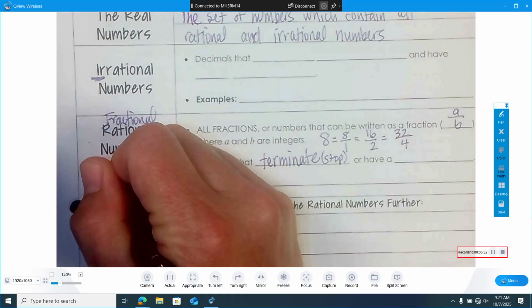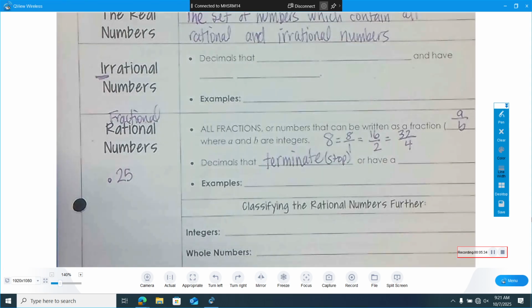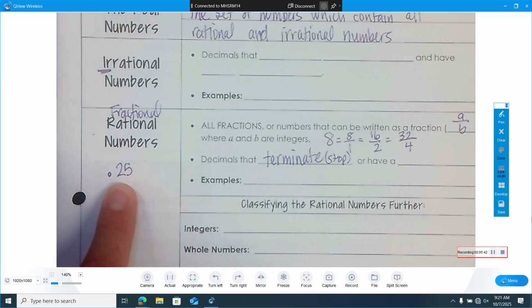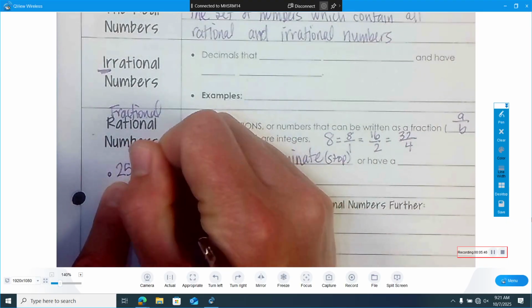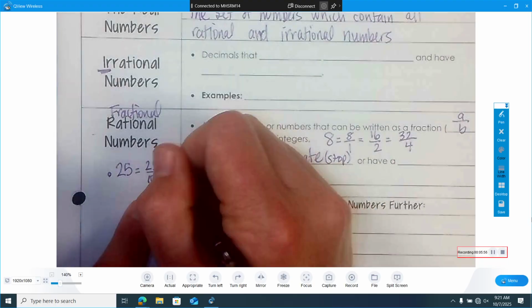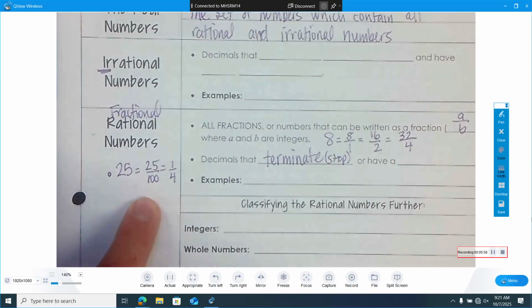So for instance, 0.25. That is an example of a decimal that stops. It doesn't go on forever, okay? Ladies and gentlemen, 0.25 can be written as a fraction. 25 hundredths, right? That's why we call it 25 hundredths, because we can write it as a fraction, 25 over 100. We did this. It also reduces to 1/4. So 0.25 is a rational fractional number because I can write it as a fraction, okay?